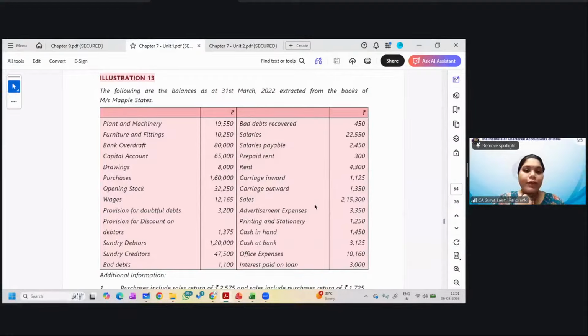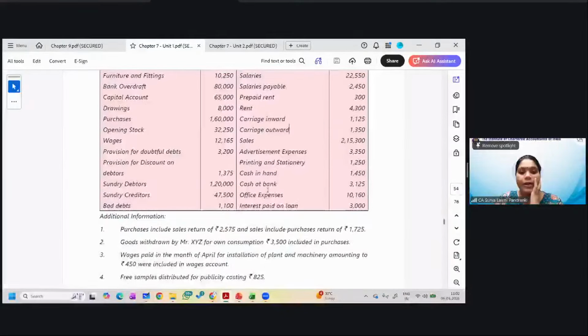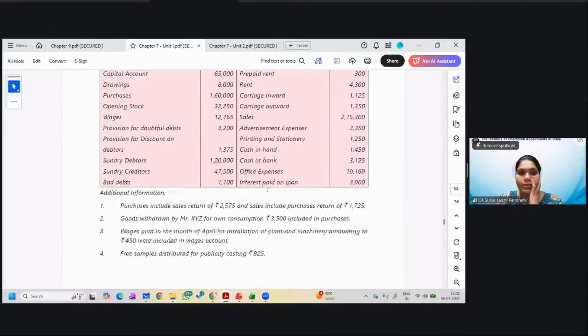If a trial balance is given to you, you know that all the debit balances mostly are assets or expenses, and all the balances on the credit side are either liabilities or incomes. But here it is not like that. It is just a statement wherein all the account balances are put together, right? Okay, so we have different balances given here, some assets, liabilities, expenses, incomes, and all that. Along with this, some additional information is also given to you. Let us read this. So what is the first additional information?